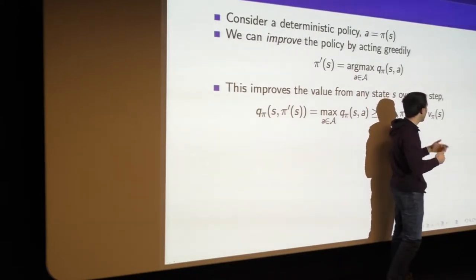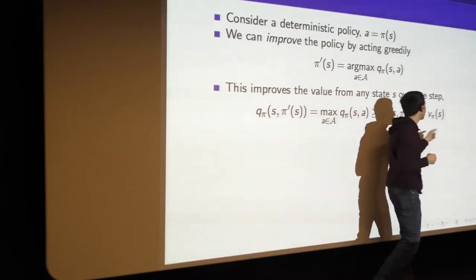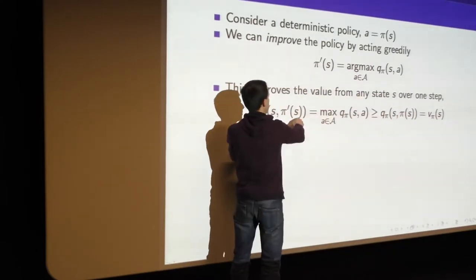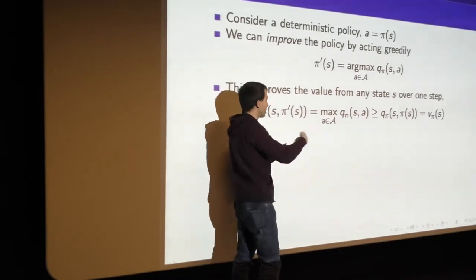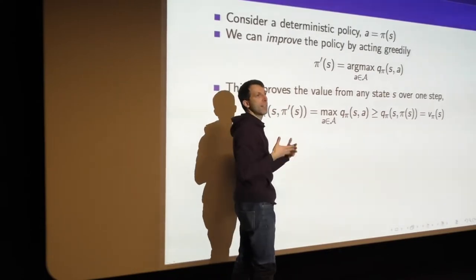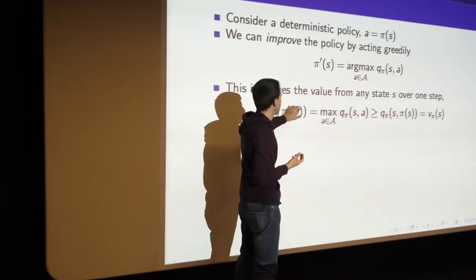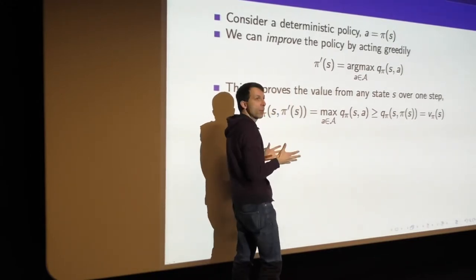This tells us how much reward we get if we just follow pi all the way from S, and this tells us how much value we'd get if we started in S, followed action A for one step, and then followed pi after that. That's the definition of Q. You take action A for one step, and then you evaluate the policy after that point.